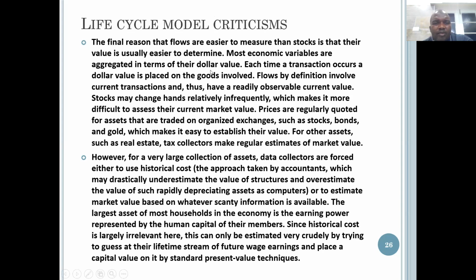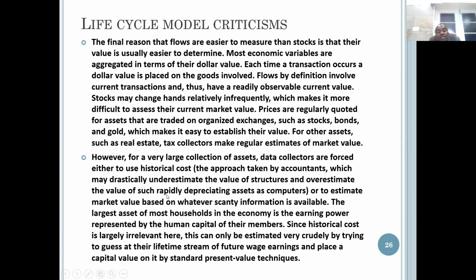Most economic variables are aggregated in terms of their dollar value. Each time a transaction occurs, a dollar value is placed on the goods. Flows by definition involve current transactions and thus have a readily observed current value, whilst stocks may change hands relatively infrequently, and they are generally not easy to value. However, for a very large collection of assets, data collectors are forced to use historical cost, the approach taken by accountants, which may drastically underestimate the value of structures and overestimate the value of such rapidly depreciating assets as computers.